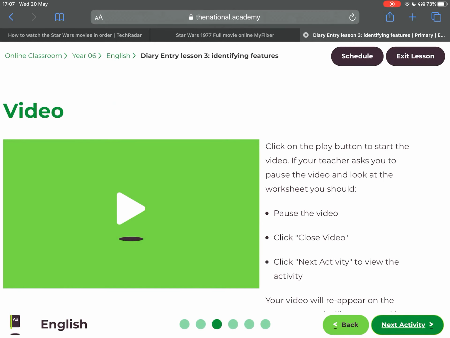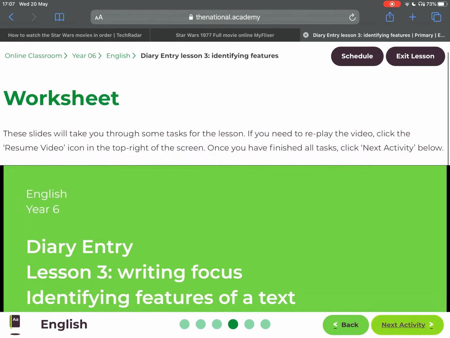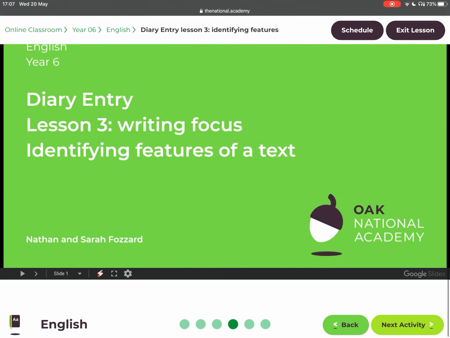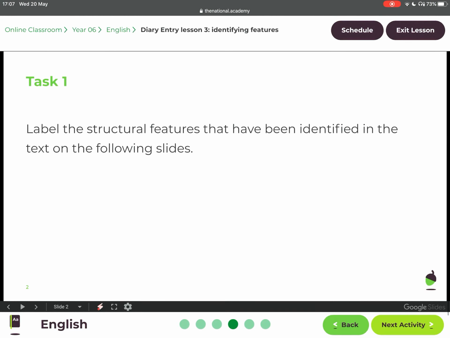After that, you'd have your video here with Mr. Fozzard. What you're going to do in the video is you're going to take an example of a diary entry, and then you're going to identify the features. After that, you'll have your independent task here. Task 1, label the structural features that have been identified in the text on the following slides.